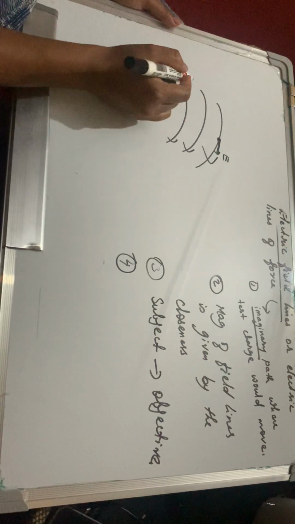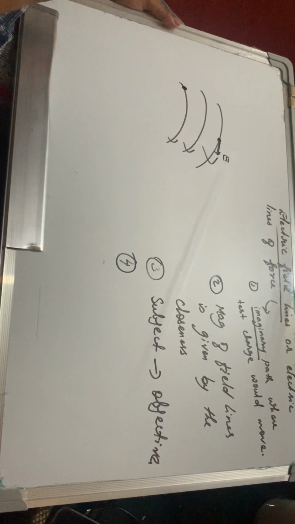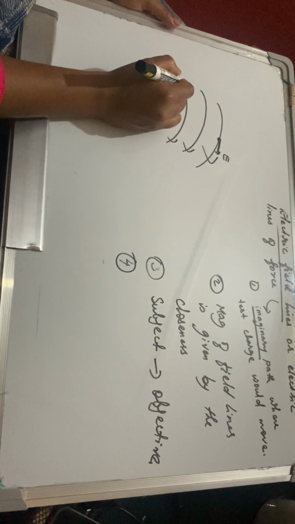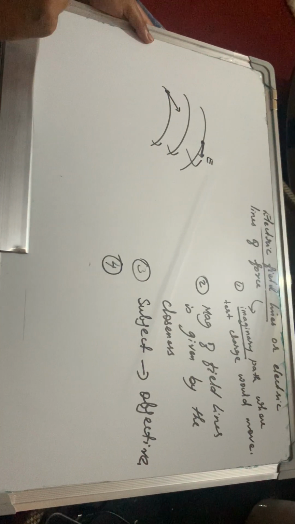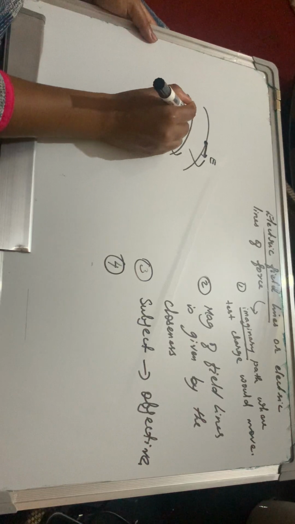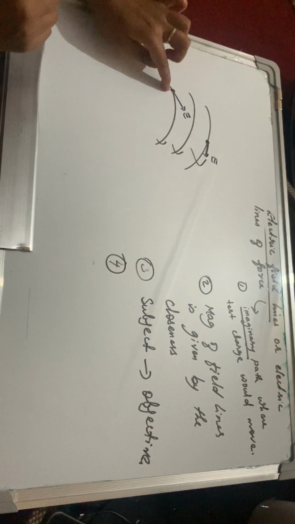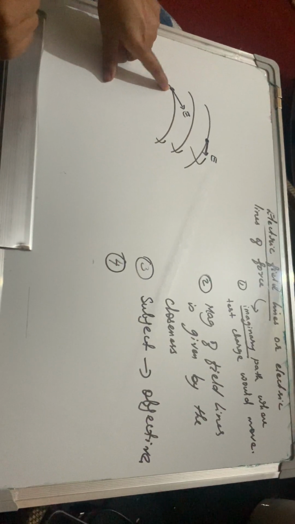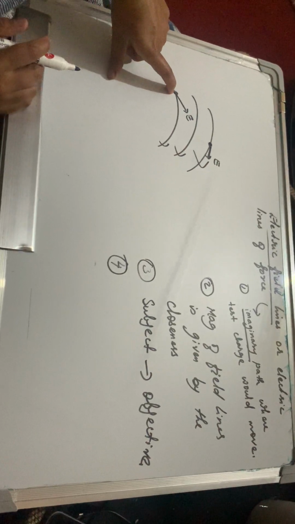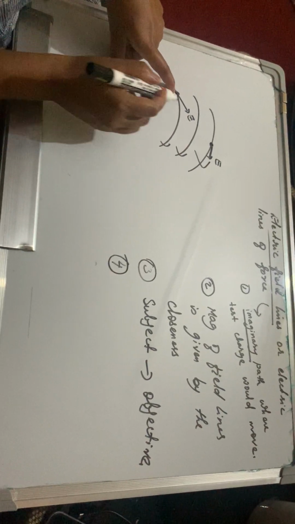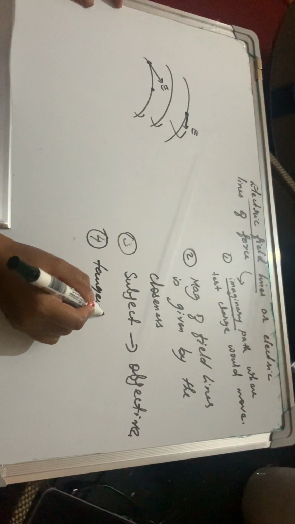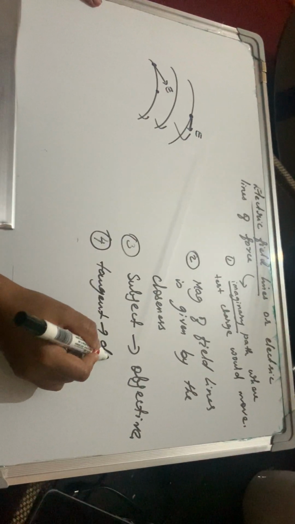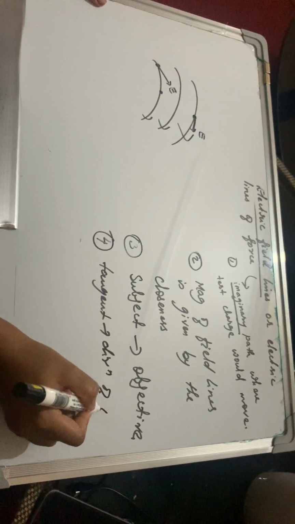Similarly, at this point also we can consider what is the direction of electric field. This is along here, a straight line, right? So this is the direction of electric field. Though we cannot say anything about the magnitude of the electric field, we can say about its direction. So the tangent gives the direction of the electric field.